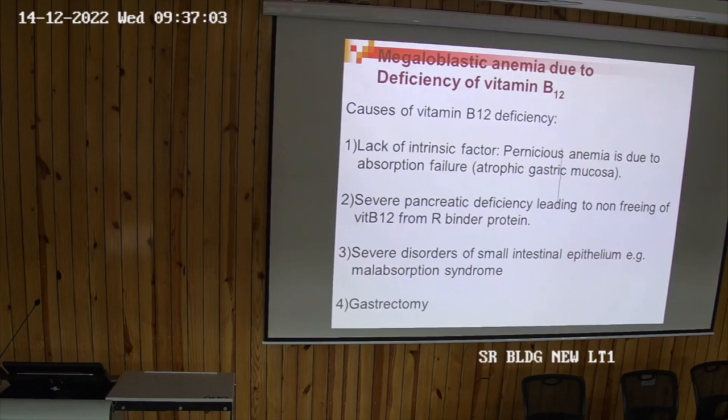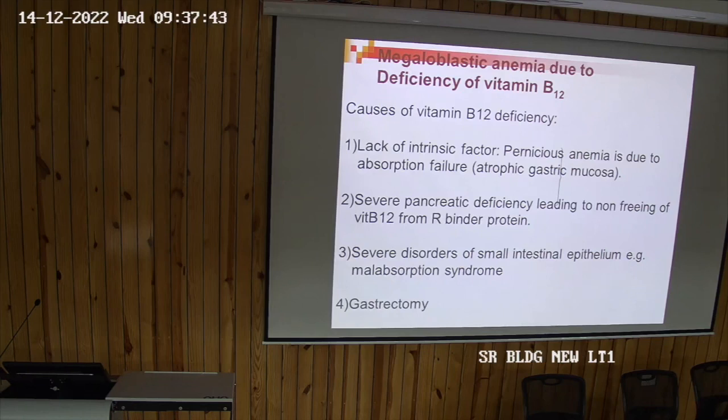That protein has to be removed and B12 again has to bind with intrinsic factor. If this step does not happen, what is the role of the pancreas? To dissociate it. So if there is severe pancreatic deficiency, that may lead to non-freeing of vitamin B12 from this binder protein. If it is not freely available, it will not be able to bind with the intrinsic factor. Another is severe disorder of the small intestine, for example malabsorption syndrome. You can take it in your diet, you might have intrinsic factor, everything is favorable, but still there is a problem in its absorption.